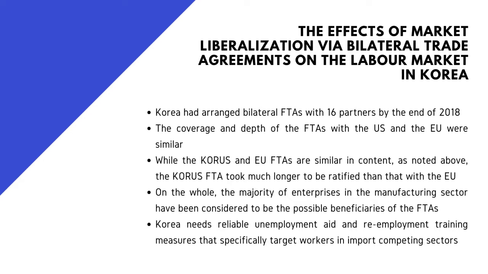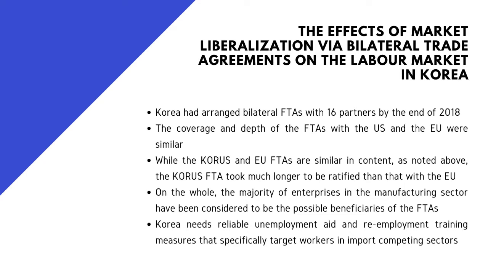While the KORUS and EU FTAs are similar in content, as noted above, the KORUS FTA took much longer to be ratified than that with the EU. Besides the fact that its negotiation had started earlier, the FTA with the US was much more politicized as it involved complex domestic conflict between conservatives whose support was based on Korea's longtime military alliance with the US and liberals who criticized it as an infringement of Korea's sovereignty.